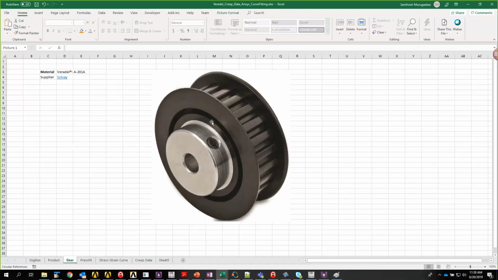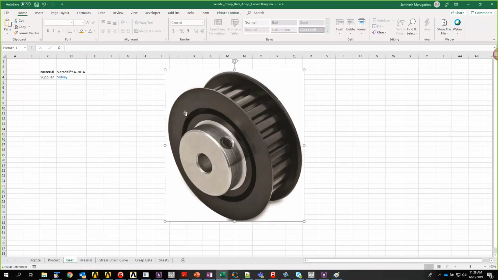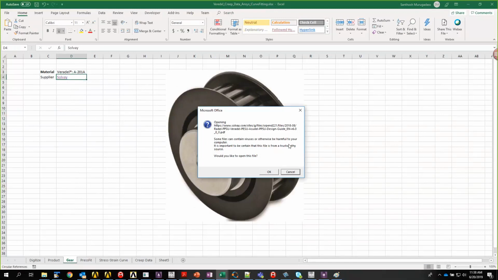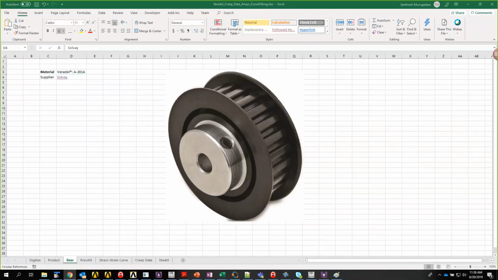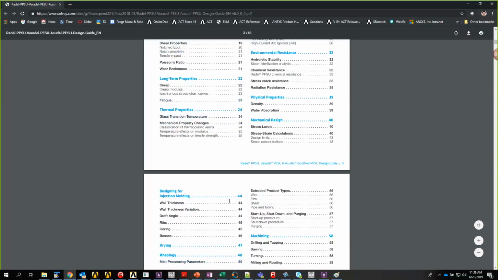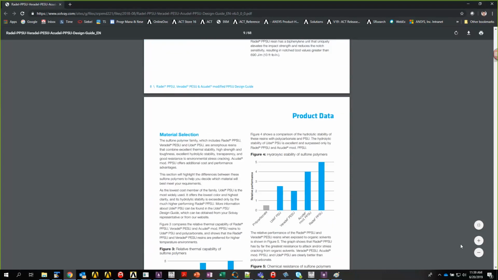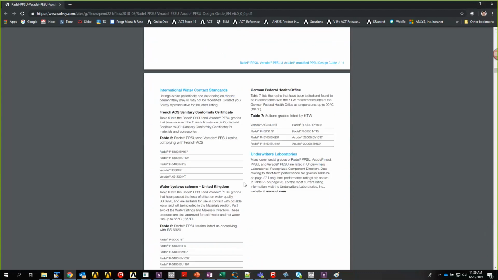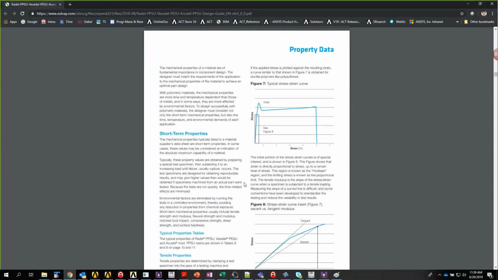Let's assume this is the model that we are going to deal with, a representative model. The first thing is the material. It's a Wardell, and this is supplied by this particular supplier. Let's look at the spec sheet from this particular supplier. Okay, so when we look at these details, it talks about the various chemical composition and so on. We are interested in the mechanical aspects of it.